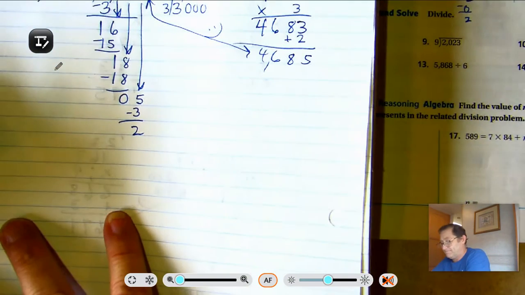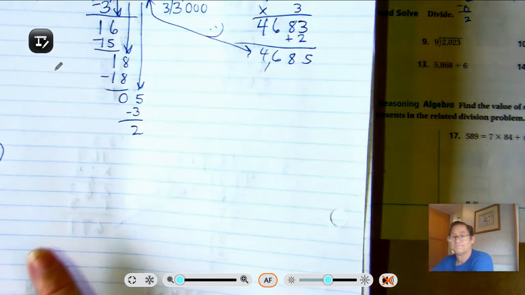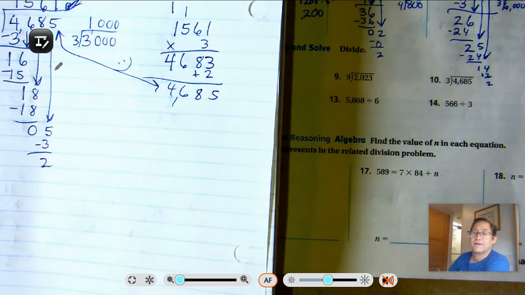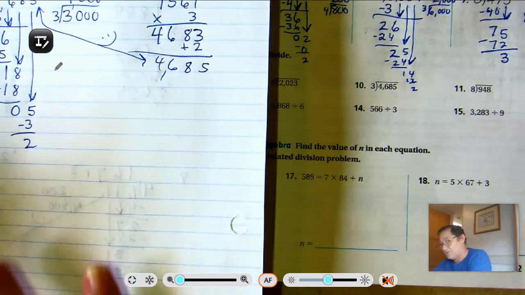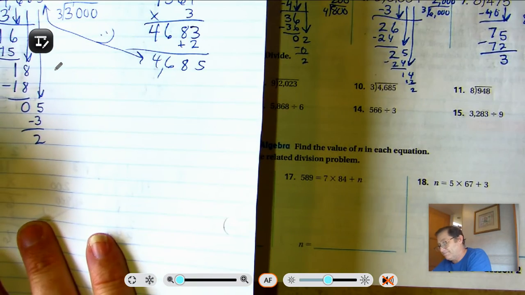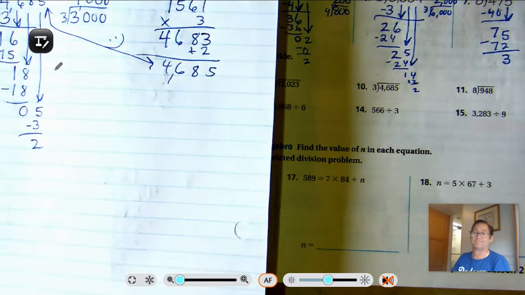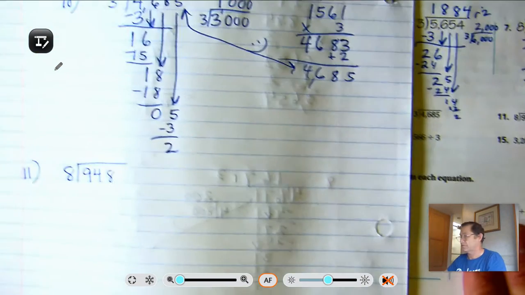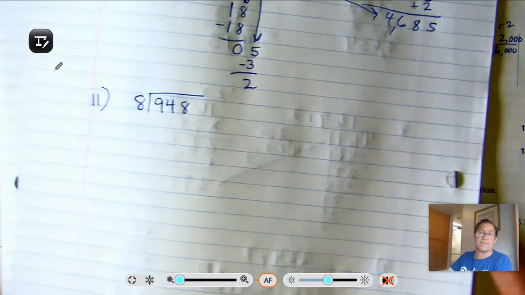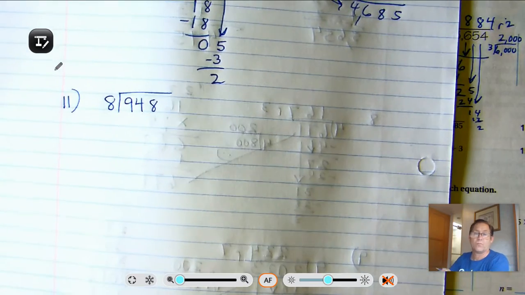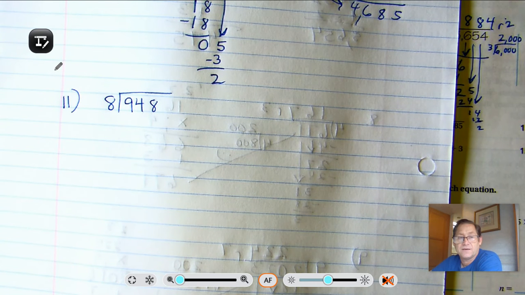Number 11. 948 divided by 8. Okay, so what are the math facts for 8 that would be close to 900?